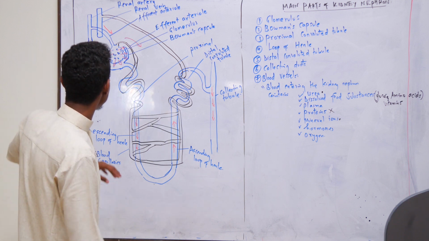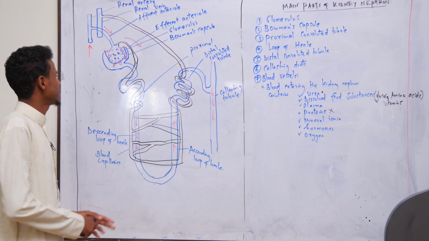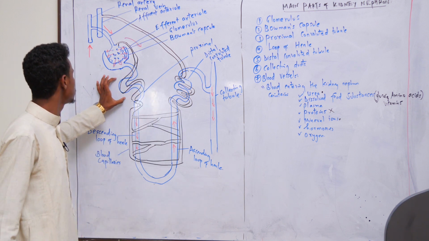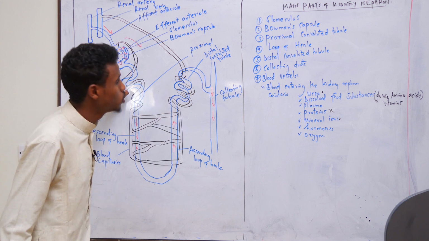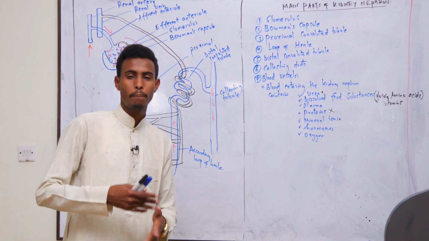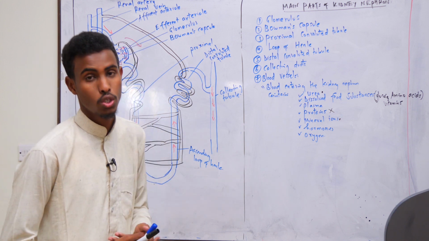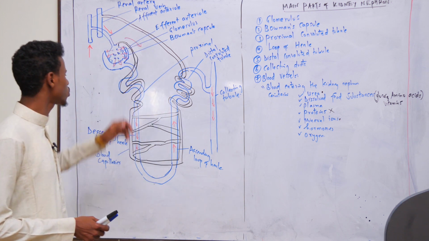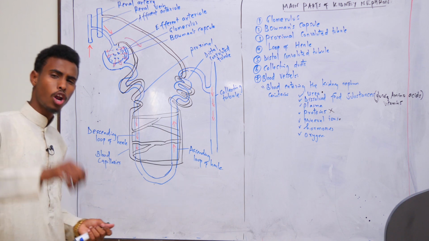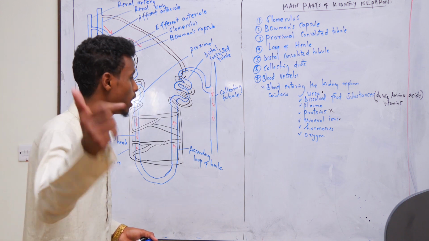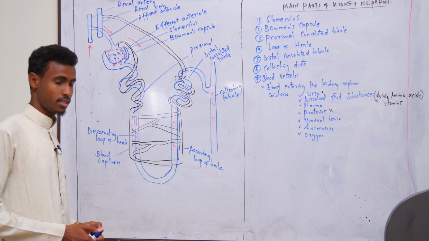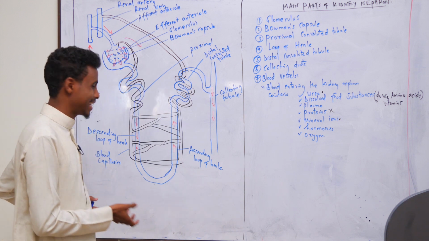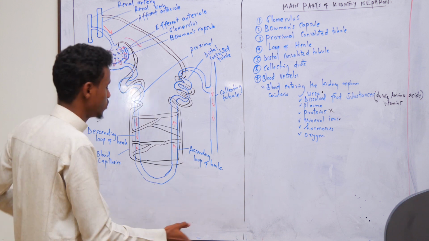Good. Again, the glomerular filtrate moves down the tube into the proximal convoluted tubule. Now, what happens in the proximal convoluted tubule? Listen. In the proximal convoluted tubule, all glucose, amino acids, vitamins, and mineral ions are reabsorbed, and some water is reabsorbed back into the bloodstream.